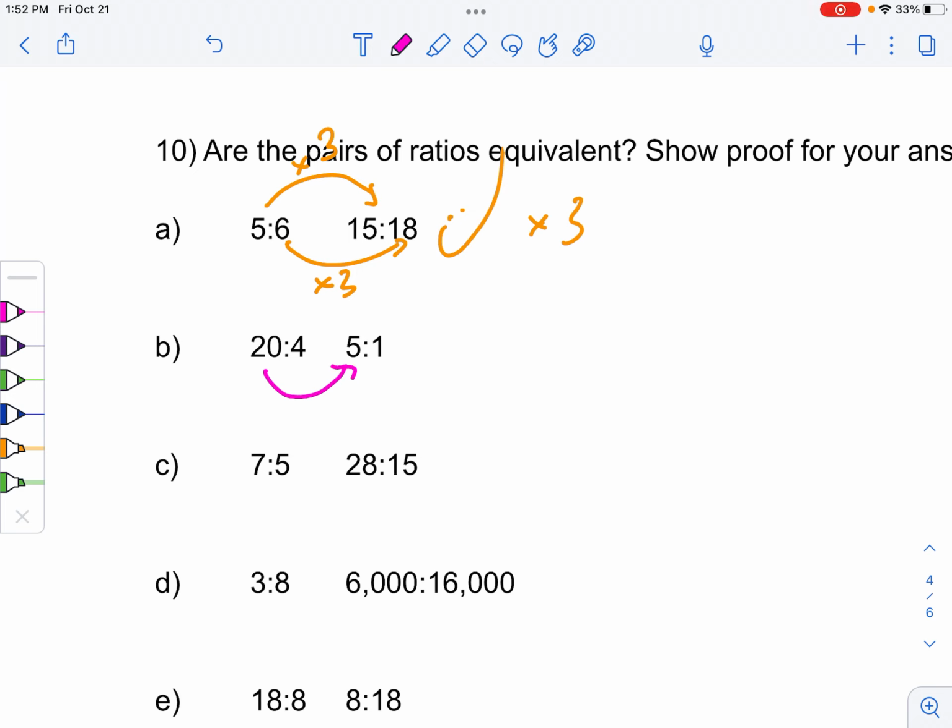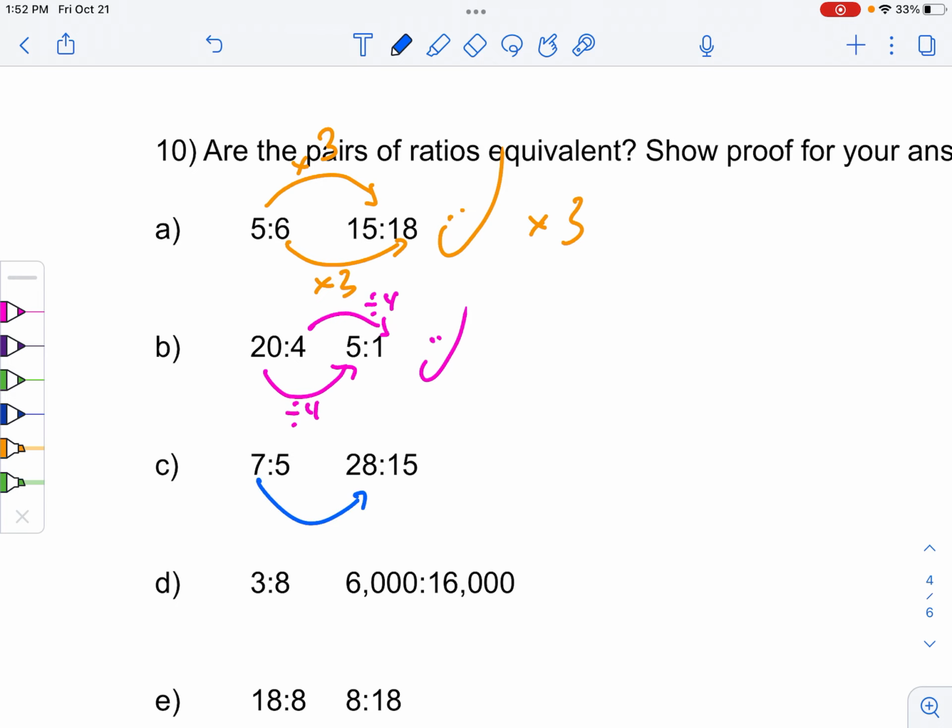Oh, 20 is going down to 5, so that's more like division. So 20 divided by 4 is 5. So is 4 divided by 4 1? It is. Okay. Next one.